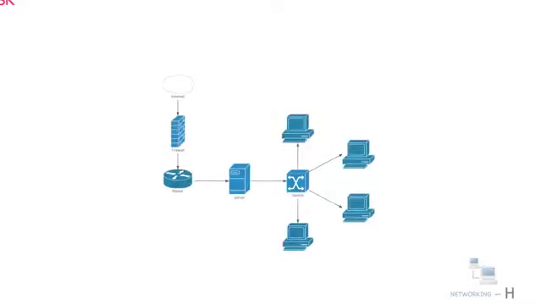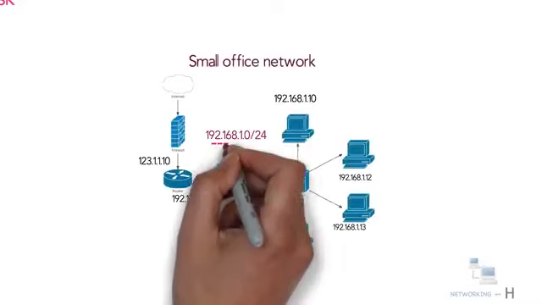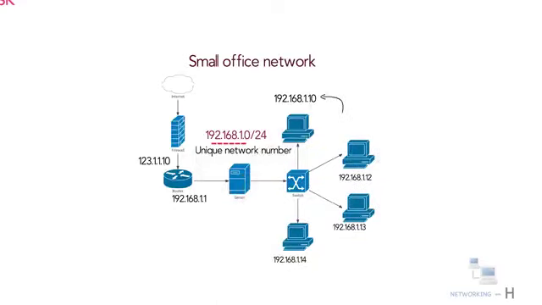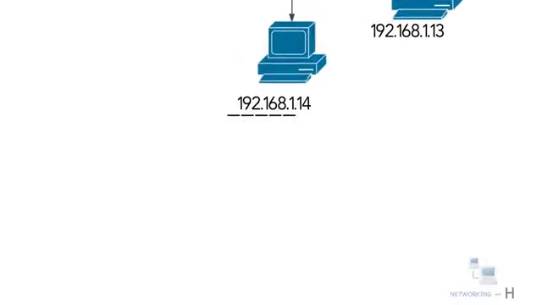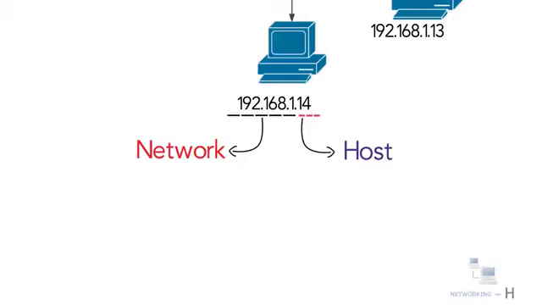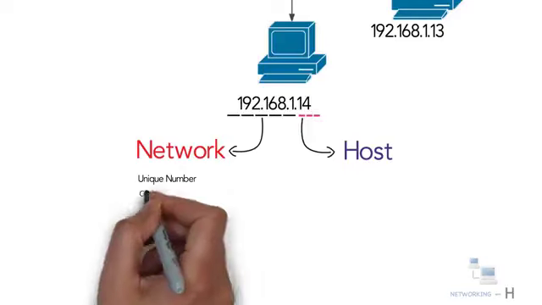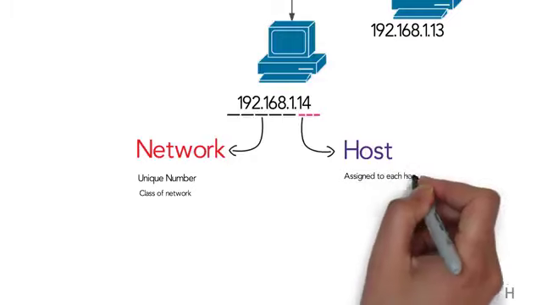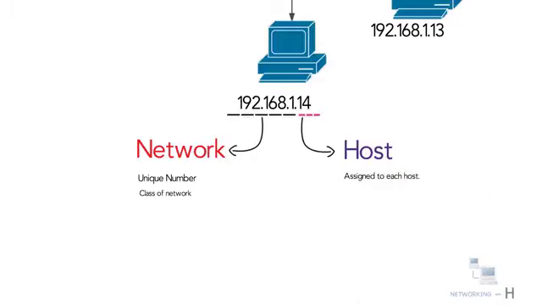Each network running TCP/IP must have a unique network number, and every machine on it must have a unique IP address. The bytes of IP addresses are further classified into two parts: the network part and the host part. The network part specifies the unique number assigned to your network. It also identifies the class of the network assigned. The host part is the part of the IP address that you assign to each host. It uniquely identifies this machine on your network.